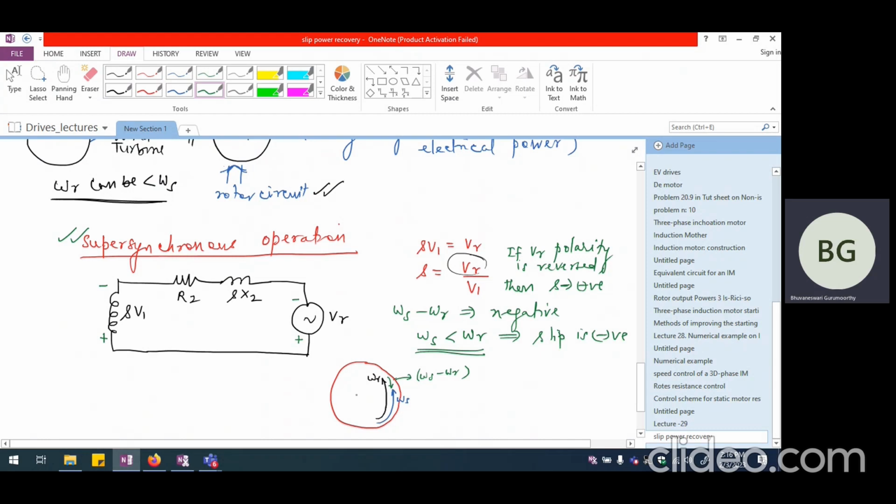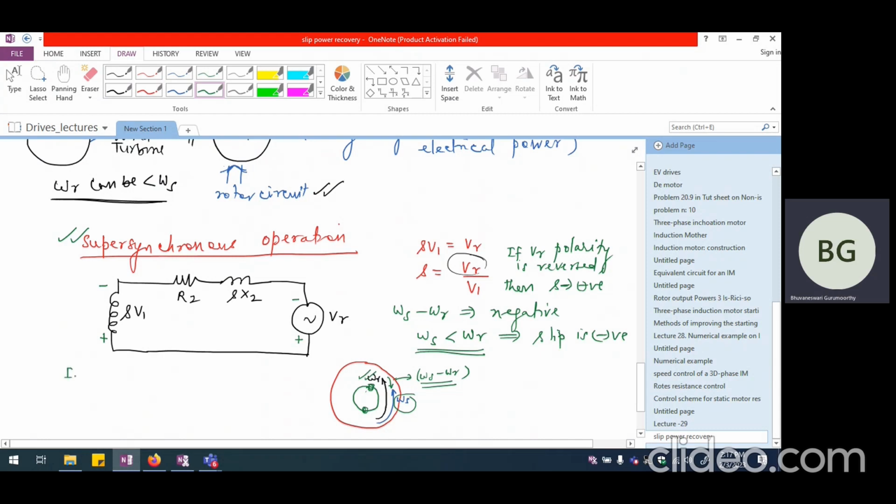What I mean by this is, if a conductor sitting in the rotor is looking at the revolving magnetic field of the stator, it will look as though it is rotating in the opposite direction. And in the opposite direction, it is rotating with the speed of the difference between omega s and omega r. So that causes the induced EMF in the rotor to be with the negative phase sequence.